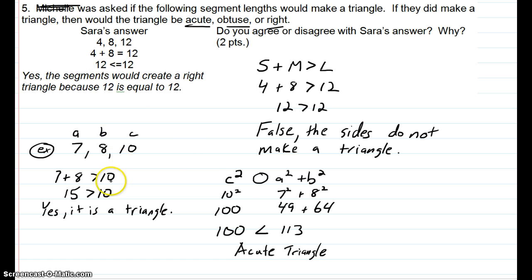So if we actually had a triangle, then we could use this formula, c squared compared to a squared plus b squared. If it's less than, it's acute. Had it been equal to, it would have been right. If it were greater than, then it would be obtuse. So just some things to be aware of when you take the test.